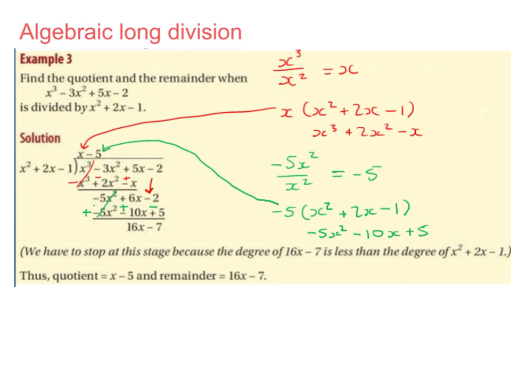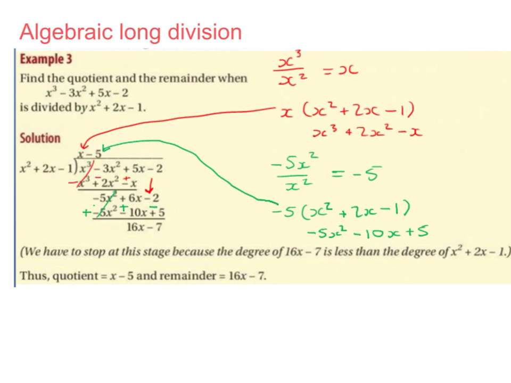Algebraic long division. Find the quotient and the remainder when x cubed minus 3x squared plus 5x minus 2 is divided by x squared plus 2x minus 1. So we're going to set up our bus stop method with x cubed minus 3x squared plus 5x minus 2 inside the bus stop. And we're going to have x squared plus 2x minus 1 outside the bus stop.